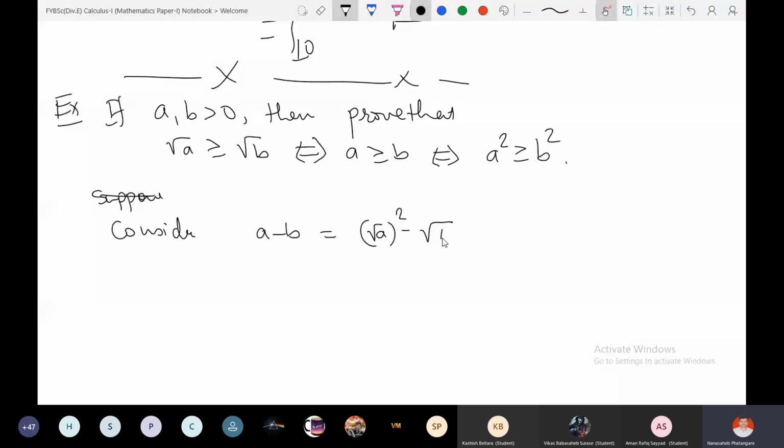Whenever I say square root of some number x, I am taking the positive root. If I take x raised to half, there are two possible values, plus or minus square root of x. But when I say square root of x, I am assuming the positive value. When I want the negative, I will mention it as minus square root. So whenever I say square root of a, it is the positive square root.